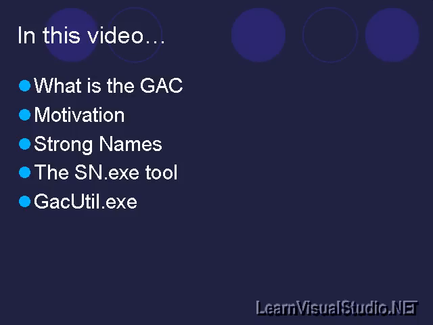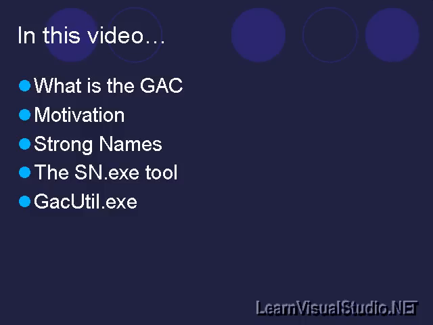So I'll go through some reasons why we might want to use the global assembly cache and what that gives us. And then I'll talk about strong names because, as it turns out, in order to put things into the global assembly cache, your assemblies need to have what's referred to as a strong name. So I'll explain what a strong name is and how you can create a strong name for your assembly.